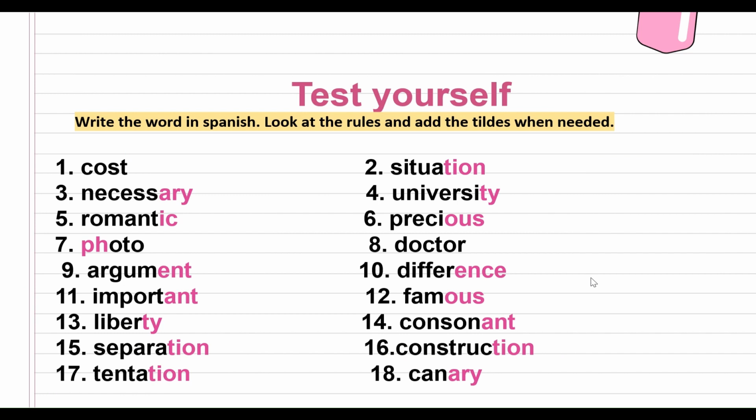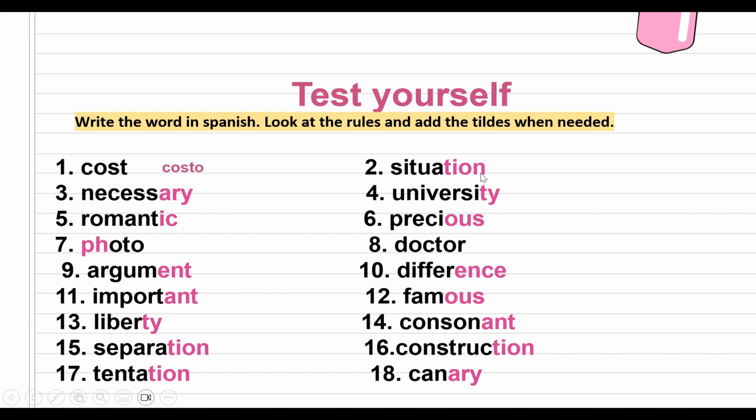Test yourself. Write the word in Spanish, look at the rules, and add the tildes when needed. For example, the first one, cost. It was in rule number 1. Rule number 1 says that most of the words in Spanish have a vowel at the end, and then we have to add or change it to an E or another vowel. So in this case, cost in Spanish is going to be adding another vowel. So in Spanish it will look like this, costo, right?